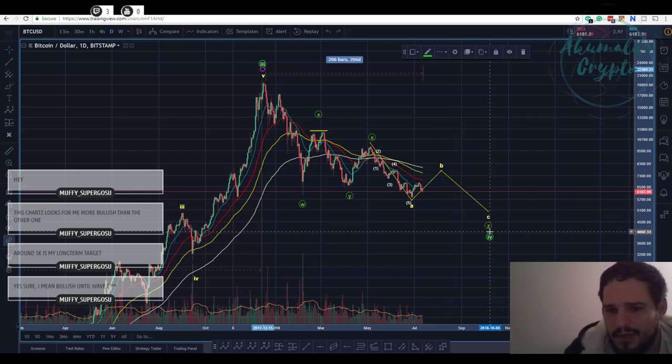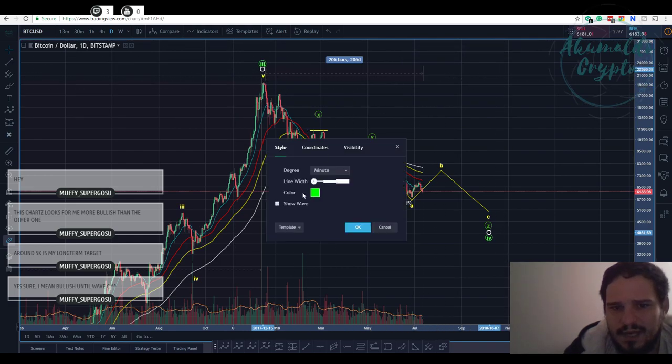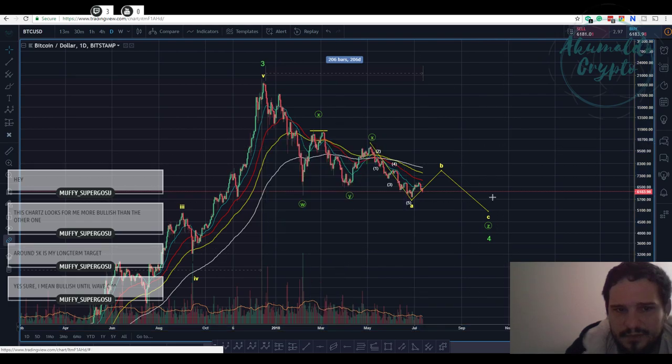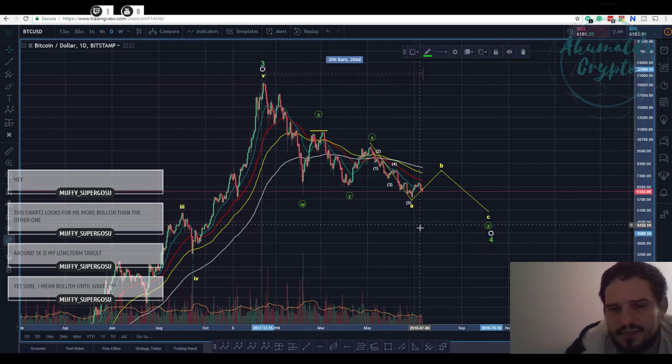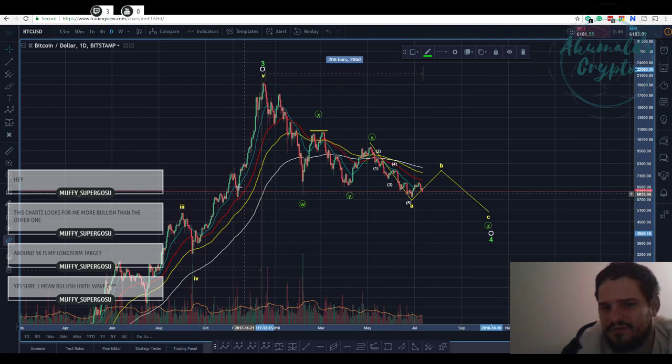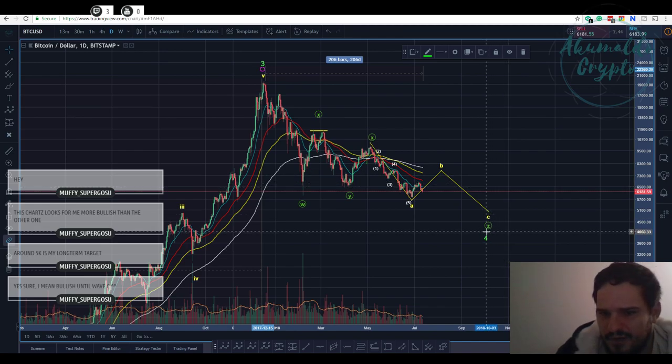Why am I labeling it as a fourth wave? Let me put a higher degree here. This is a minor fourth wave here, because the personality of a fourth wave is a triangle, okay? It can be flat. A wave two wouldn't be a triangle, okay? Waves have personality. Wave four is a triangle.